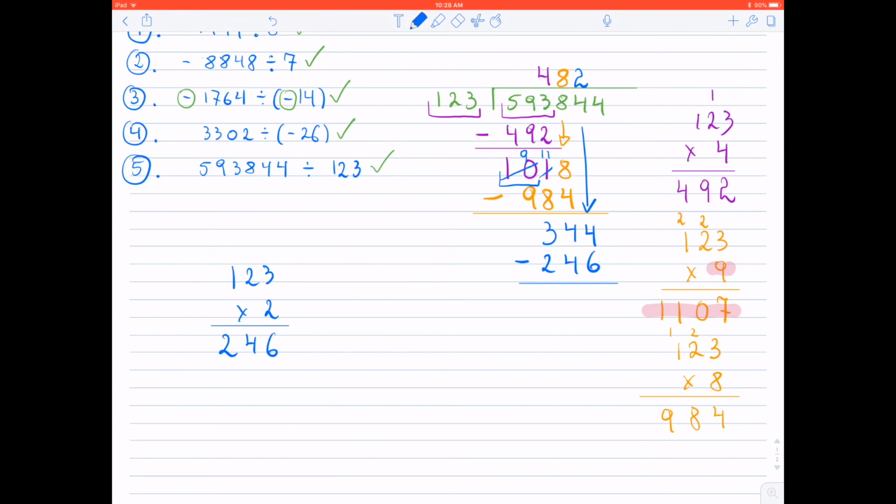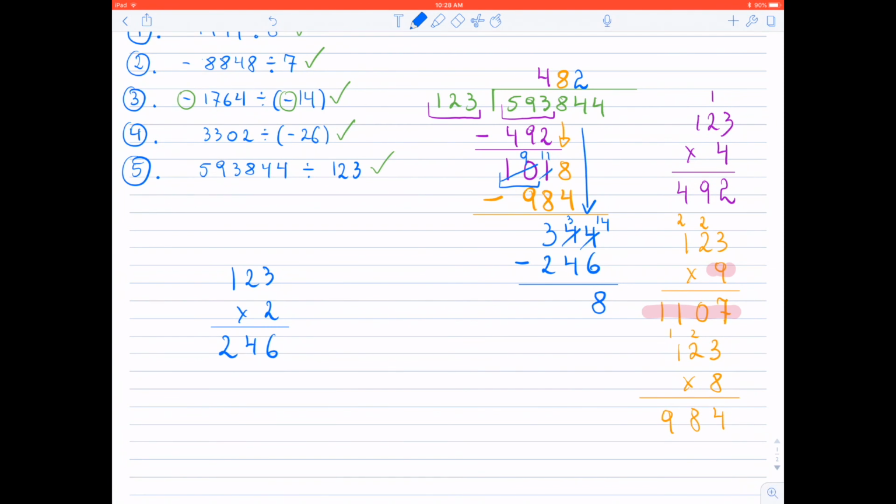Okay, so 4 minus 6, so I can't do that. But I can do 14 minus 6, so that's 8. Okay, now I'm stuck again. 3 minus 4, so I change this. So 13 minus 4 is 9, and 2 minus 2 is 0. Okay, perfect. So notice that now 98 is less than 123. So we guessed 2 correctly. And now we finally can bring our last 4. And it's 984.